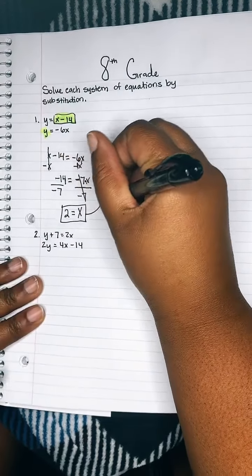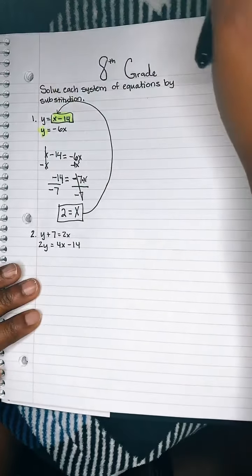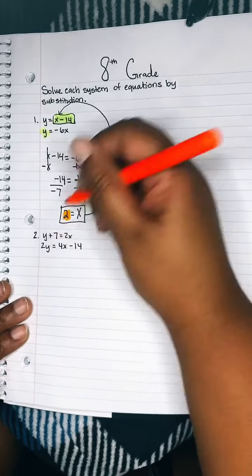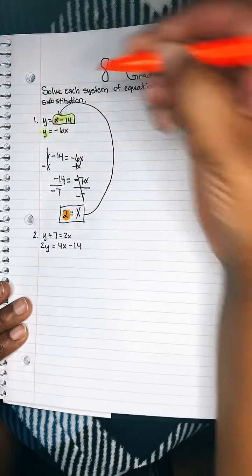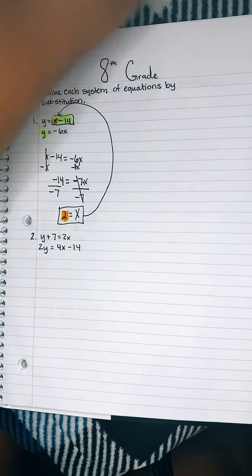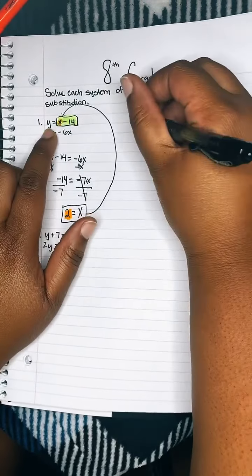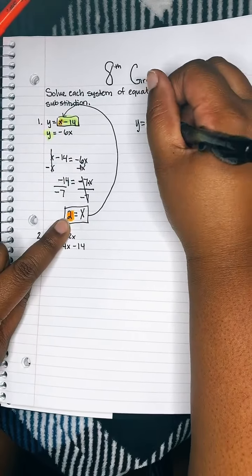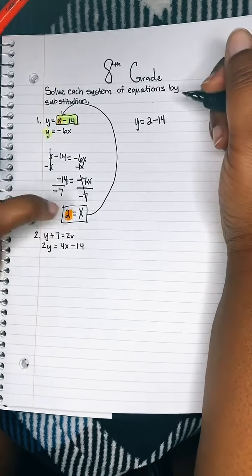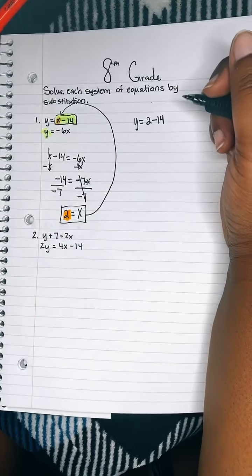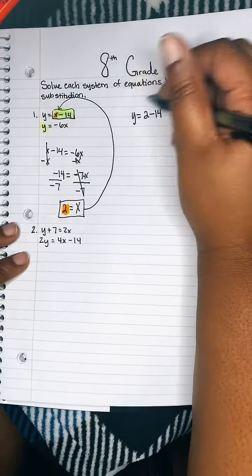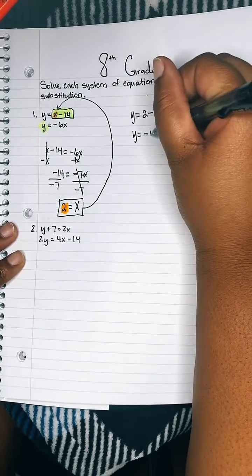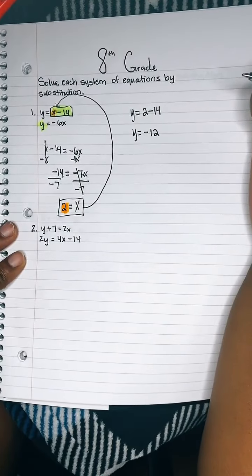So we have to plug this back into here. I'm going to substitute this 2 in place of this x to solve for y. So now I put y equals my x. What is my x? 2 minus 14. I'm plugging in this 2 in place of x. That's why it's called substitution. And then we get y equals 2 minus 14, which is negative 12.